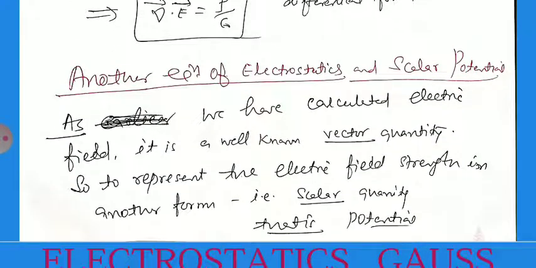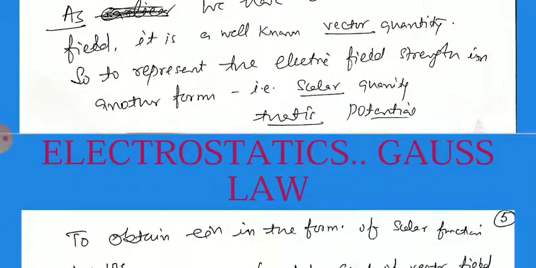Now another equation of electrostatics and the scalar potential. This is in the line that is given in our syllabus. As we have calculated, the electric field is a well known vector quantity. Now to represent the electric field strength in another form, that is in scalar quantity form, that is the potential, how can we obtain the potential?